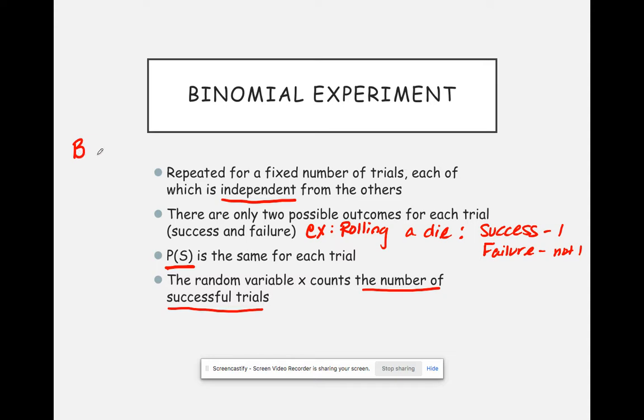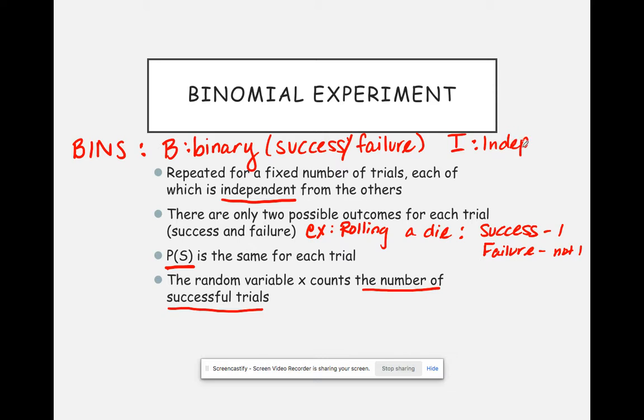And so, an acronym that you can use is BINS. B means that it's binary, so that you have success and failure. I is for independence. And then N is for a fixed number of trials. And then S is for that fixed probability of success.